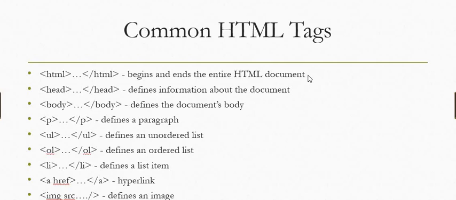Open P, close P is used to define a paragraph. This is where most of your text that you write within a specific HTML file or web page is going to be written. Also, as a review, as we discussed last week, UL, close UL, defines an unordered list, and OL, close OL, defines an ordered list.